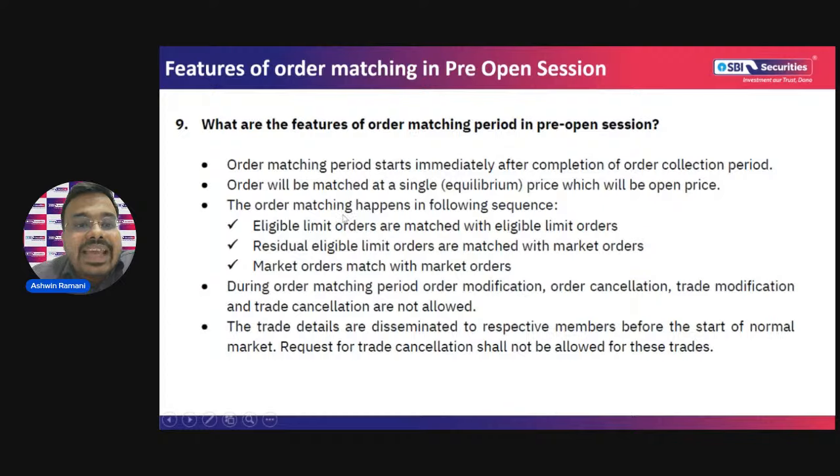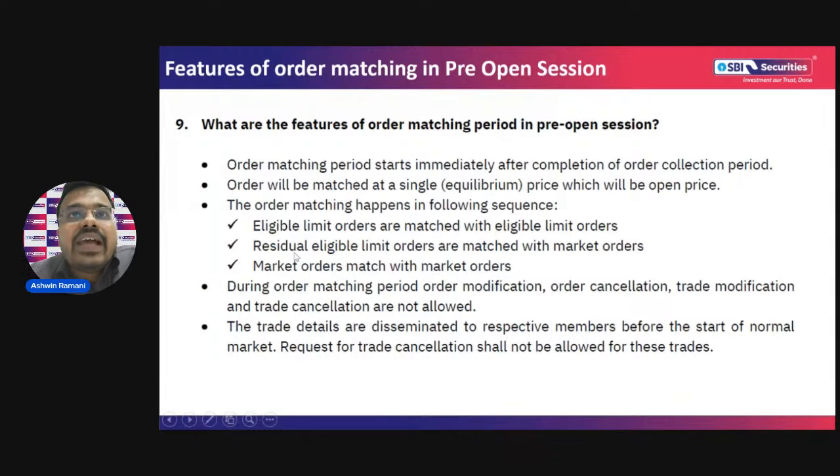First, eligible limit orders are matched with eligible limit orders. So if you have placed a limit order, it will first be matched with the limit sell order opposite it. So first, it's not the market orders that they take into consideration. It's always the limit orders, because in a limit order you are mentioning a price. So the priority is always given to limit orders first. So a limit buy order will be matched with a limit sell order.